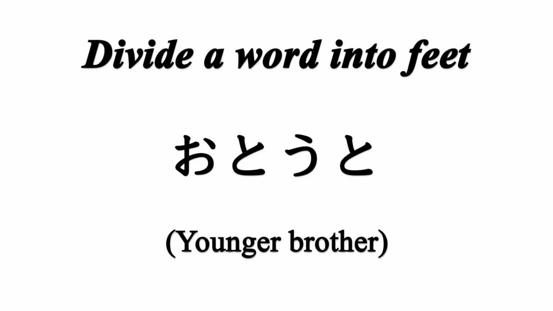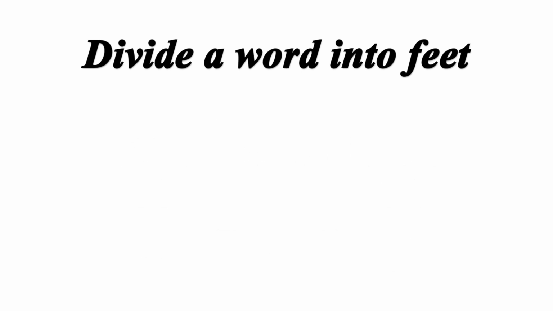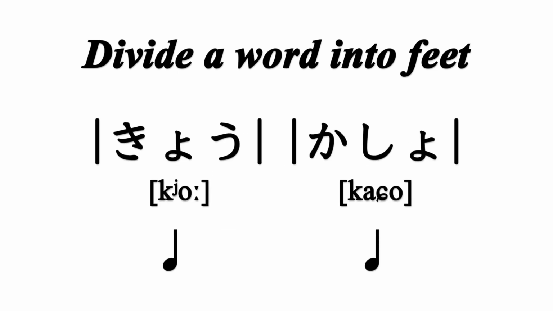What about this? It's like this. Since to is followed by a long vowel, you put them into a pair first. 弟、弟. What about this? It's like this, right? Because of the long vowel. 教科書、教科書.